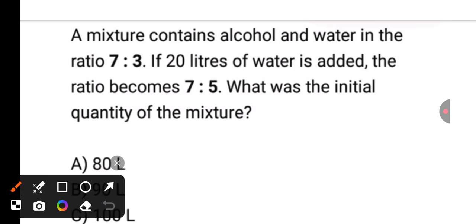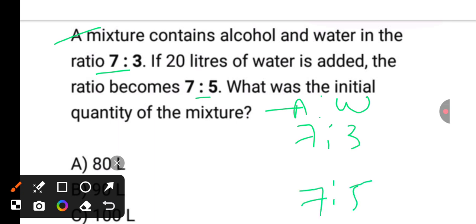Next, a mixture contains alcohol and water in the ratio of 7:3. Alcohol to water is 7:3. The final ratio is 7:5. What are we adding? Water. If water is being added, it means alcohol remains the same. Initial alcohol is 7 parts, final also 7 parts, so no need to balance. Next, 3 is becoming 5, which means the gap is 2.